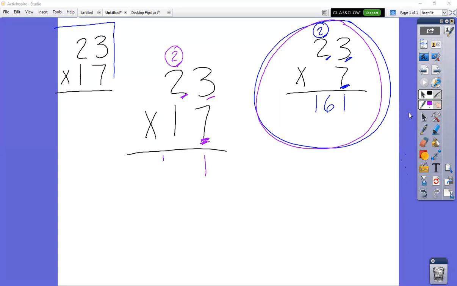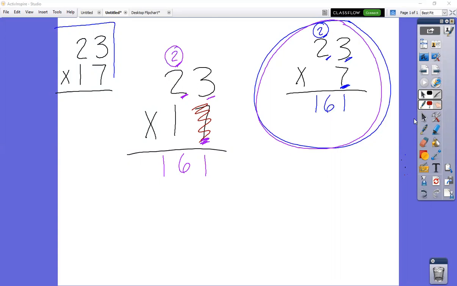Do you notice how that's the exact same thing that we just did when we did 23 times 7? Okay, so the first part of two-digit by two-digit multiplication is the exact same as two-digit by one digit. Okay, so now we're done with our 7. We can just cross that out. We are done with our 7.